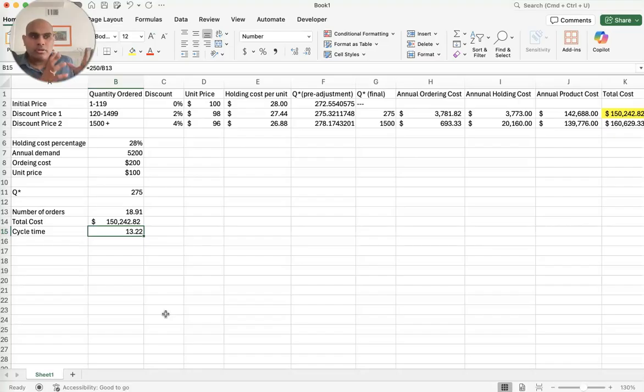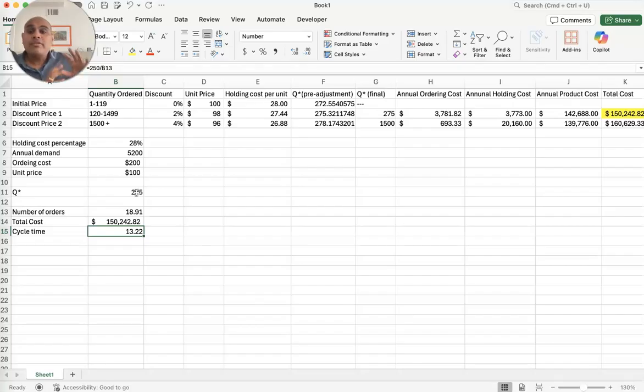So I'm going to stop here. The production order quantity model and the quantity discount model are alternatives for the first part of the economic order quantity model. Remember that there are two parts to the economic order quantity. The first part answers the question, how much should you order? Using the first part of the EOQ model, the production order quantity model, or the quantity discount model, we are able to answer that question. In this case, you should order 275 items every time you place an order.